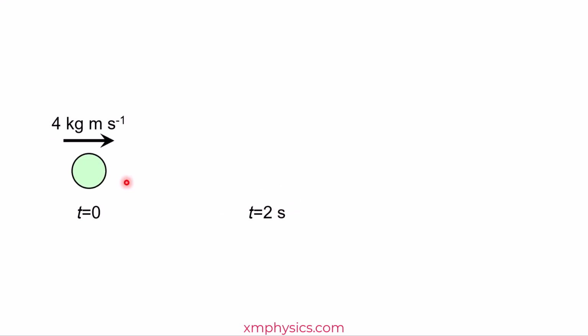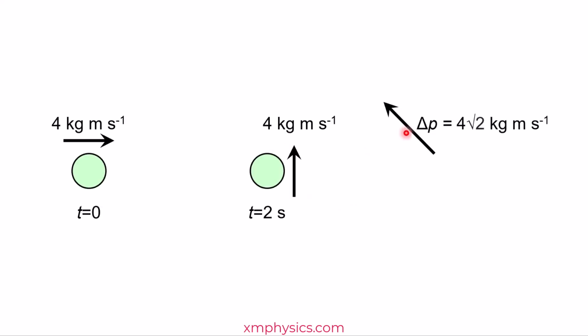One more example. Again, we start with 4. 2 seconds later, it becomes an upward momentum of 4 kg m/s. So is there a force? Yes, there is, because there's a change in momentum in this direction. So this is a reminder that momentum is a vector. So you cannot just look at the magnitude that's 4 and 4 and say there's no change, right? Because the direction did change.